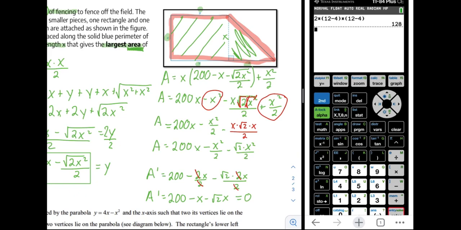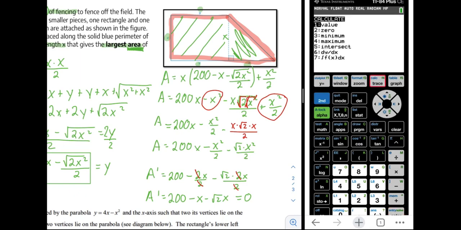So in my calculator, I can put this either in numeric solve, or I can put it as a function. So let me put it as a function. I'm just going to remove the one that we did previously. 200 minus x minus the square root of 2 times x. And I can graph this. If I don't see it, then I can zoom out. There we go. And now we see our function.